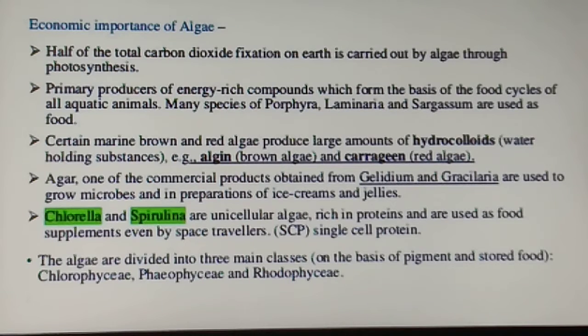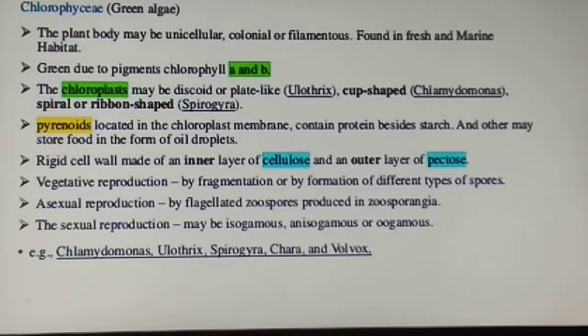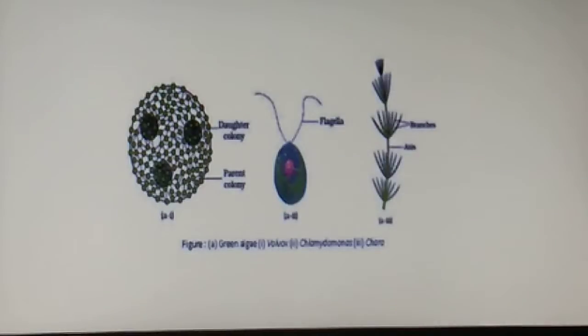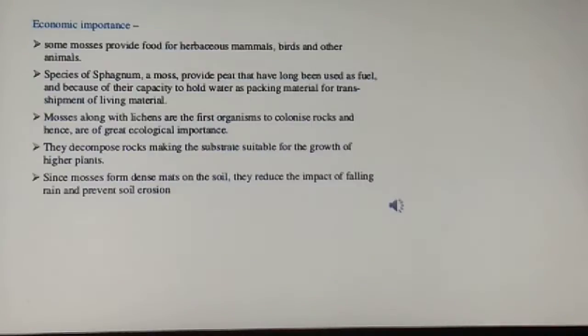Now students, talking about their classification, algae are divided into three main classes on the basis of pigments and stored food. The first is the Chlorophyceae, then the Phaeophyceae, and the last is the Rhodophyceae. One by one we'll be doing their characteristics. Before that, I'm going to show you the diagram. Let me come on to the diagram, students.